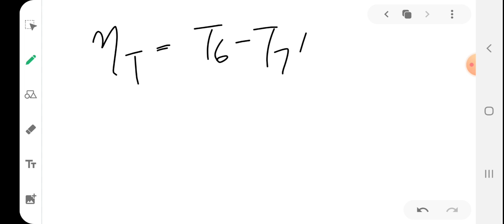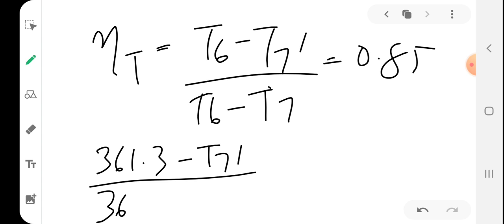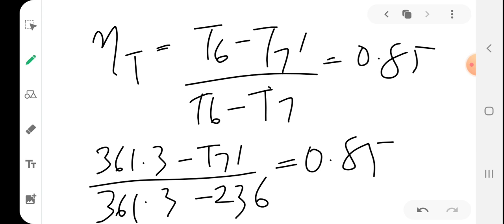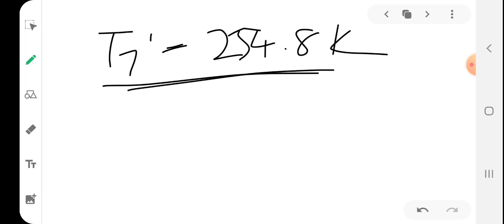But the efficiency of the turbine is given as (T6 minus T7 dash) by (T6 minus T7) equal to 0.85. So T6 is 361.3, T7 dash is unknown, 361.3 minus 236 is equal to 0.85, and you will get T7 dash as a bit higher value than T7. It will be 254.8 Kelvin. Okay, so T7 is obtained. So all the values are obtained.